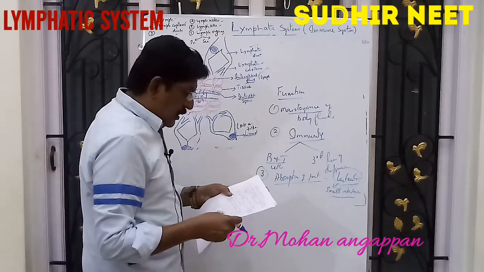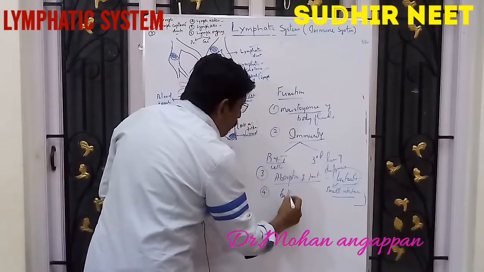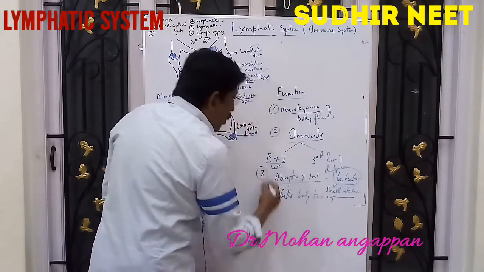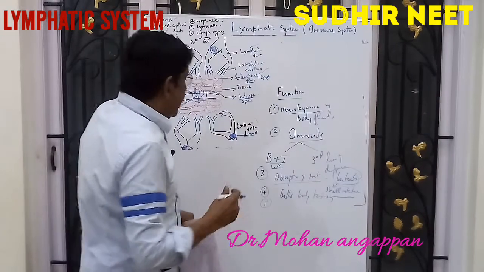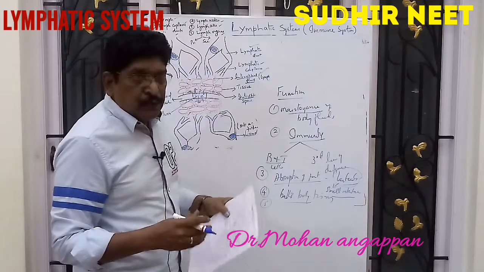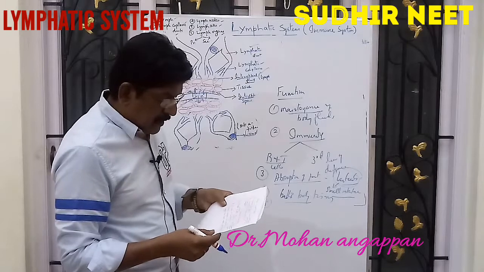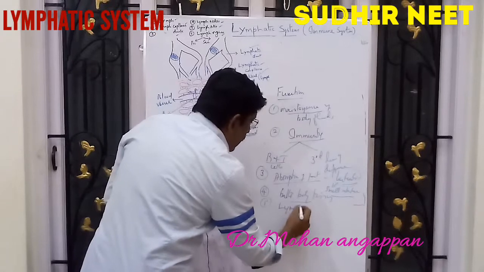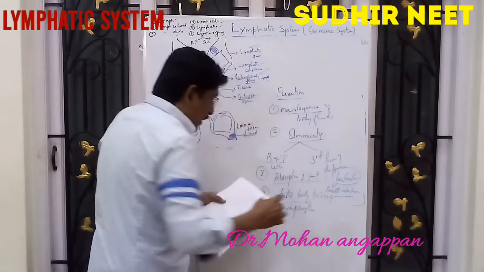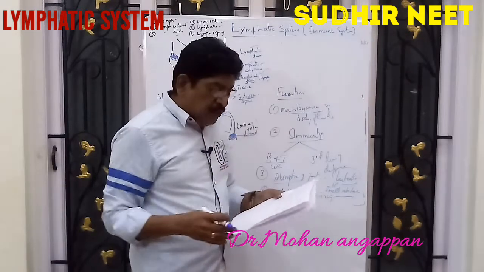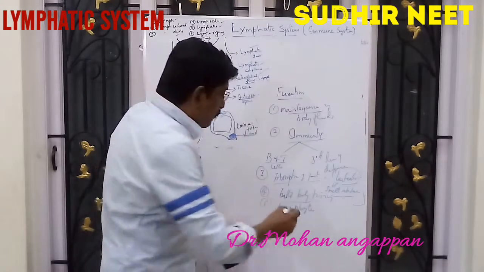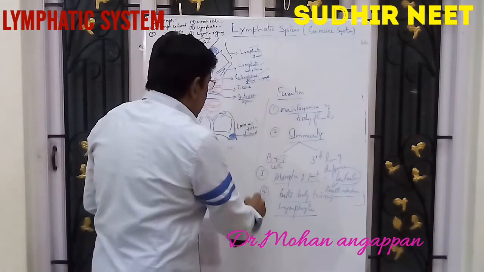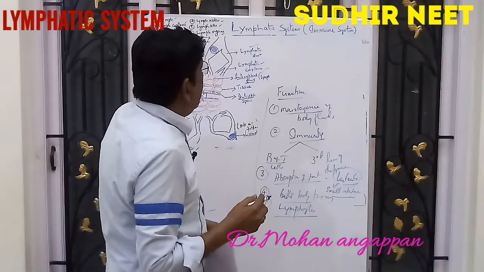Then it bathes the body tissues. It flows all over the body and it bathes the body tissues. And then production, maintenance and distribution of lymphocytes that provides the immune system. So these five functions are very important regarding the lymphatic system.